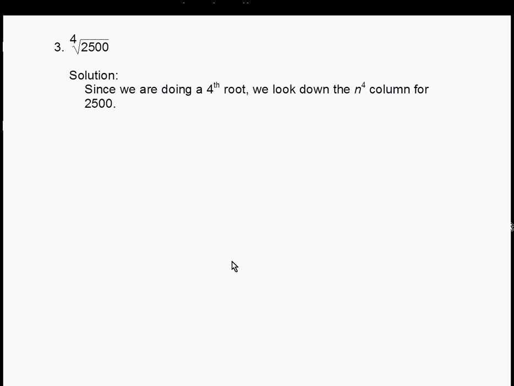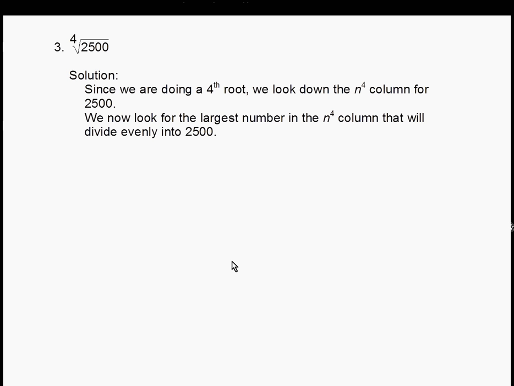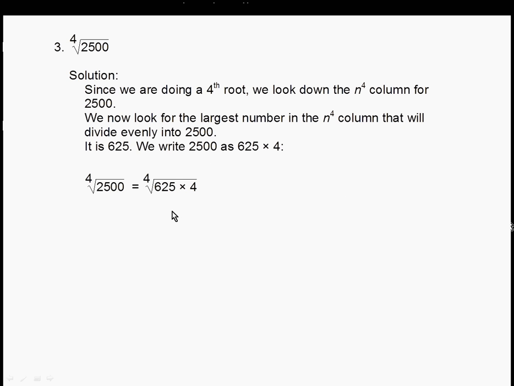Number 3, the fourth root of 2500. So you would look down into the fourth column to see if 2500 is there, and of course it isn't. So again, you look for the largest perfect fourth power that's a factor of 2500. So again, you go down into the fourth column and look for a number that would divide evenly into 2500. It turns out it's 625. So I'm going to write 2500 as 625 times 4. I break this apart, and the fourth root of 625 is 5. So I have 5 times the fourth root of 4.